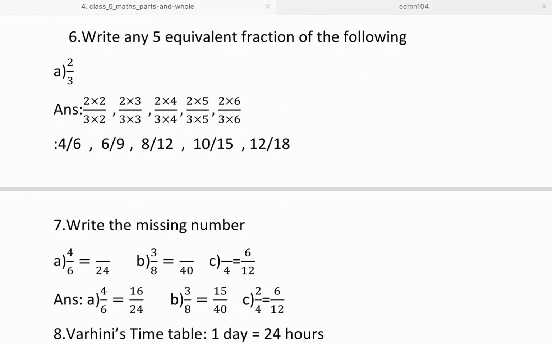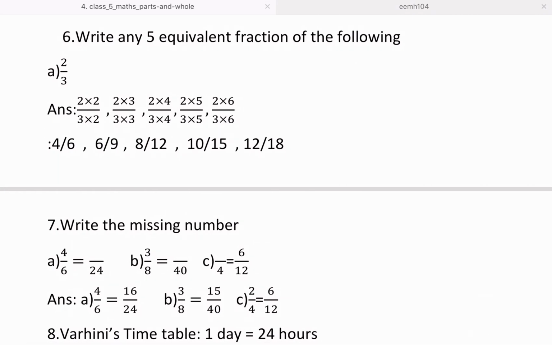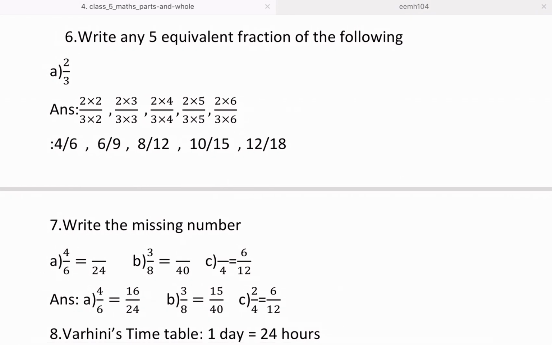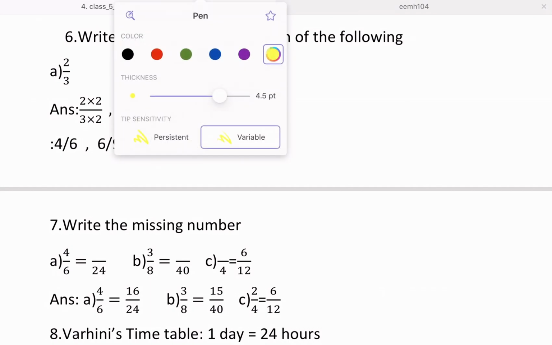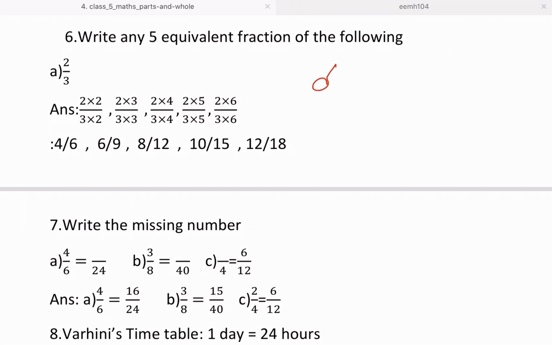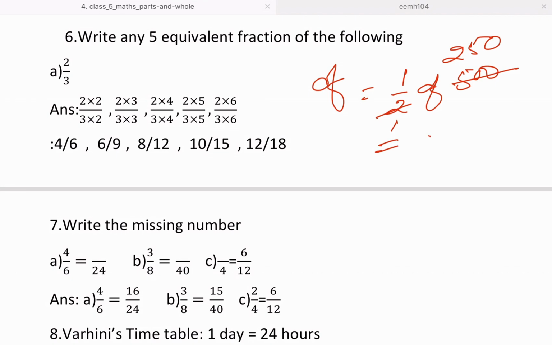Dear children, we have read about the fraction, types of fraction, and the question of "of". For example, half of 500: 500 divided by 2, 2 ones are 2 and 2 fives are 10, it will be 250.